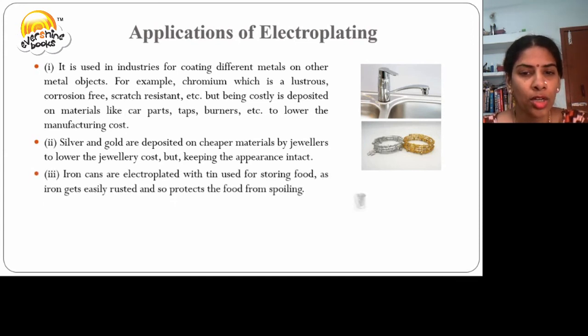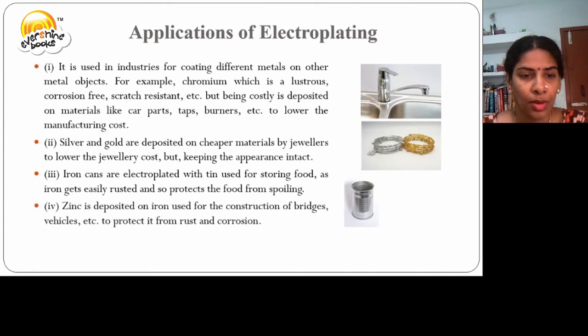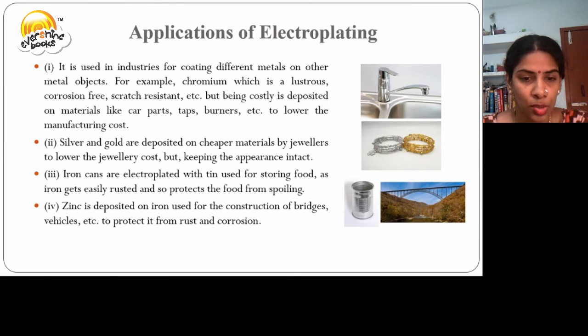Iron cans are electroplated with tin, which is used for storing food. This is because iron gets easily rusted, and so tin protects the food from spoiling. Zinc is deposited on iron used for construction of bridges, vehicles, etc. This is to protect from rust and corrosion.